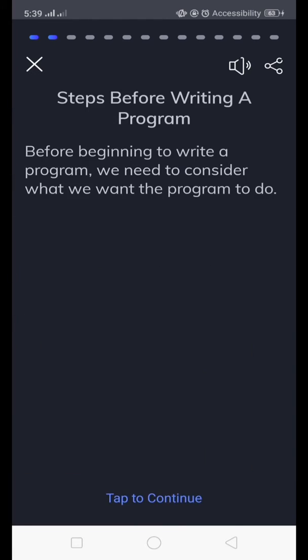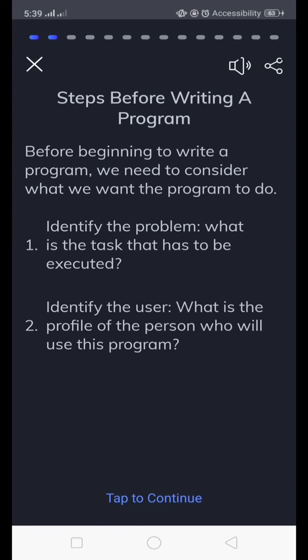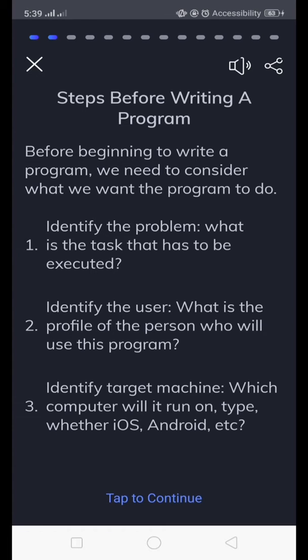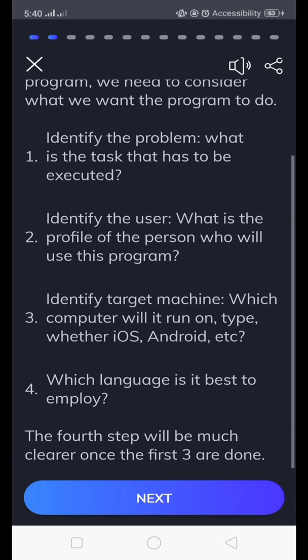Before beginning to write a program, we need to consider what we want the program to do. Identify the problem. What is the task that has to be executed? Identify the user. What is the profile of the person who will use this program? Identify target machine. Which computer will it run on? Type, whether iOS, Android, etc. Which language is it best to employ? The fourth step will be much clearer once the first three are done.